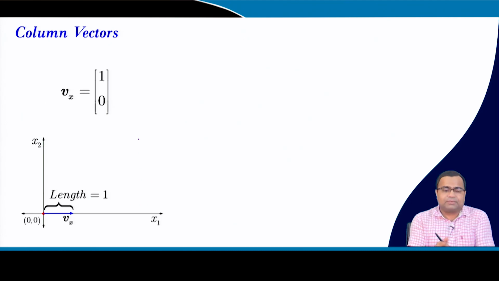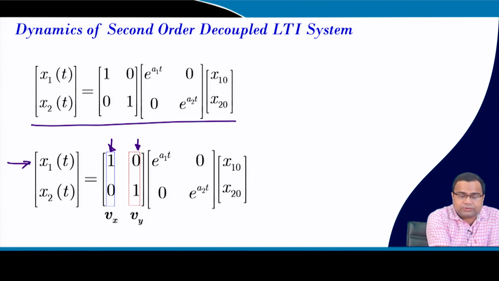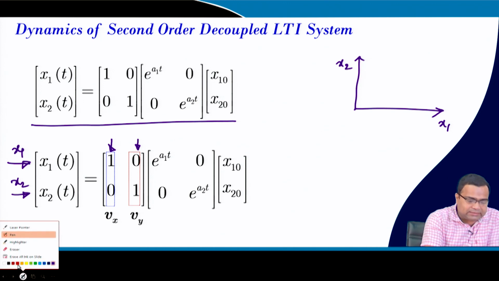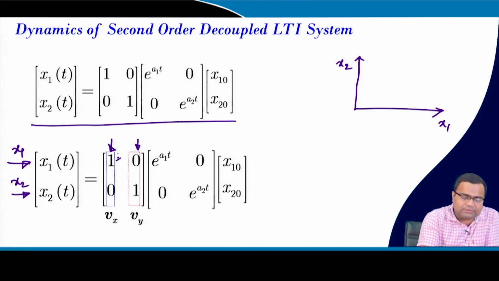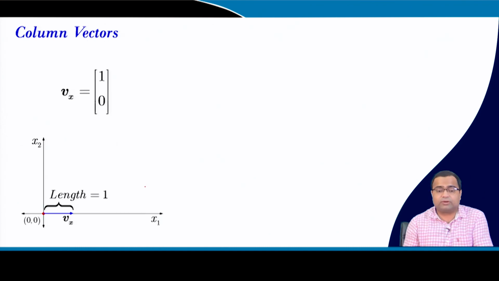So, it is a column vector, and if you go back, this is the axis which corresponds to x1 and this is the axis which corresponds to x2. That means, if we draw the x1 x2 axis, then we are interested to know what is the component of this vector along the x1 axis and along the x2 axis. Similarly, what is the component of the other vector along the x1 axis and along the x2 axis. This is why we are interested.